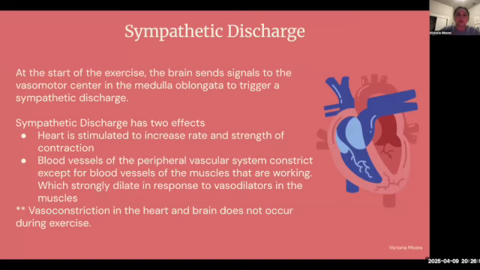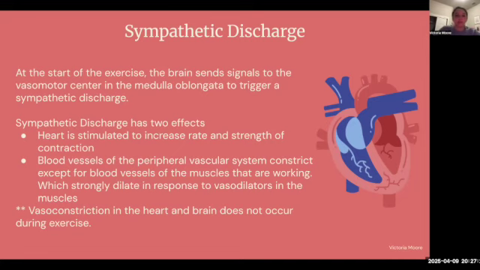So, more about sympathetic discharge. At the start of your exercise, your brain is going to send a signal to the vasomotor center in the medulla oblongata. This will then trigger a sympathetic discharge, from the sympathetic nervous system. The sympathetic discharge has two effects.